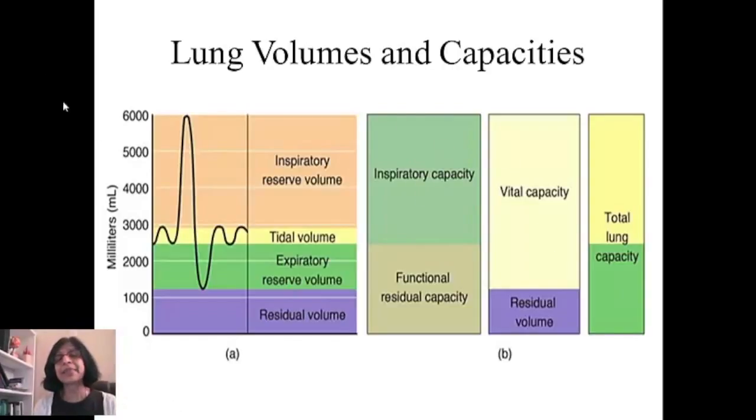Vital capacity can be defined as a person breathing at a maximum capacity, inspiratory reserve volume, expiratory reserve volume, as well as tidal volume. So it could also be defined as inspiratory capacity and expiratory reserve volume. Total lung capacity is the combination of inspiratory reserve volume, expiratory reserve volume, residual volume, and tidal volume. That adds up to about 6 liters.